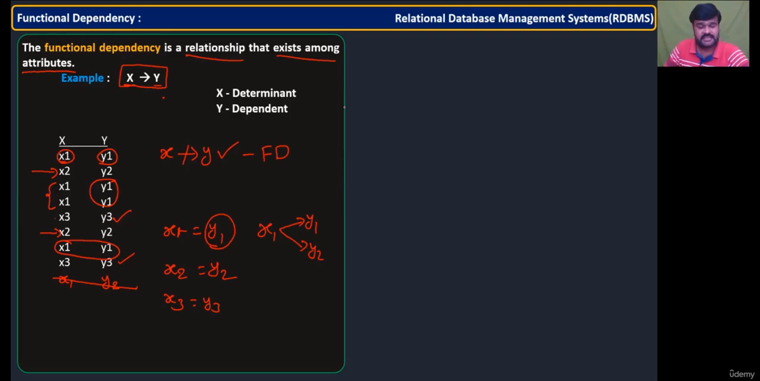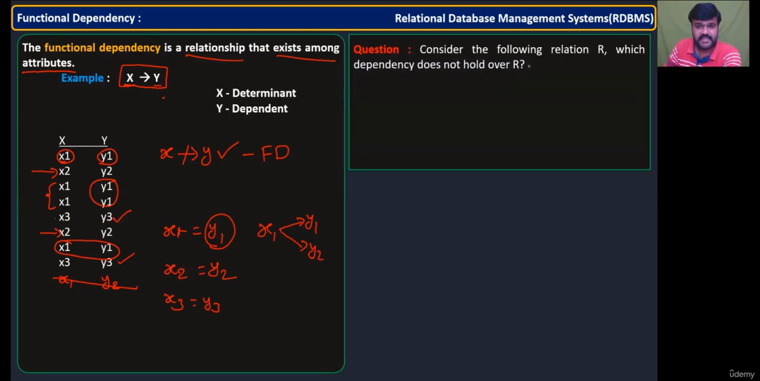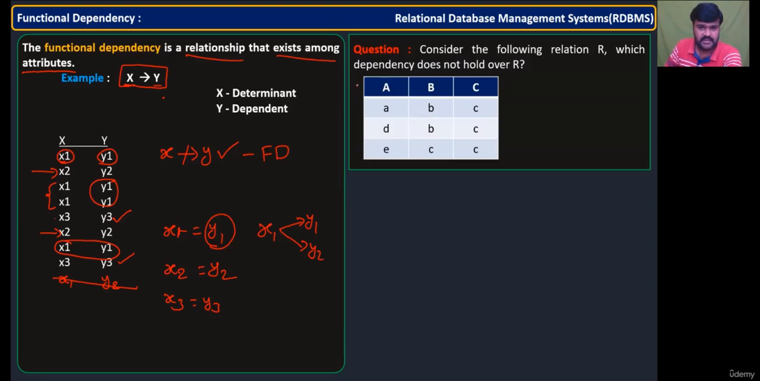To make this understanding stronger, let us see a few examples. Consider the following relation R, and which dependency does not hold over R? Over this relation you have three attributes A, B, C, and the corresponding values are also there. Four options are given. Let us observe whether these FDs hold over this relation or not. Option A says A derives B. Let us observe A deriving B.